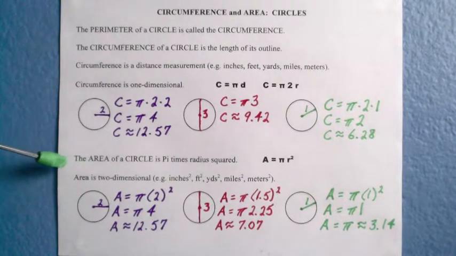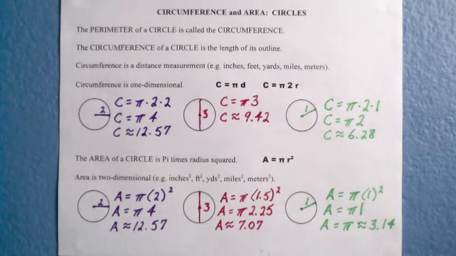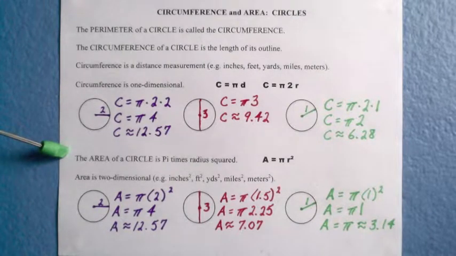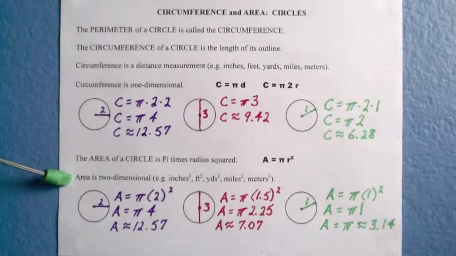The area of a circle is the space inside the outline. And the formula is area equals pi times radius squared. Area is two-dimensional. For example, inches squared, feet squared, yards squared, miles squared, meters squared.